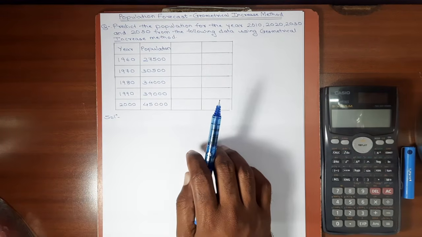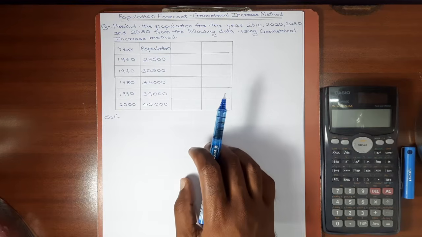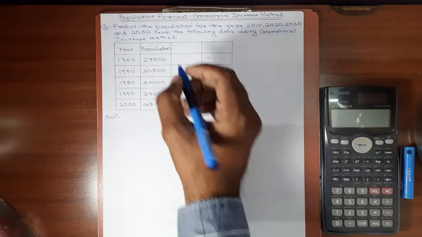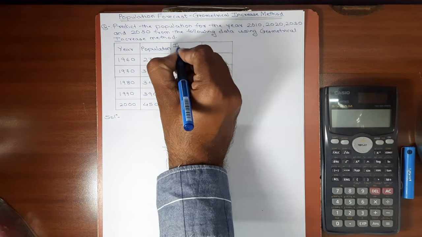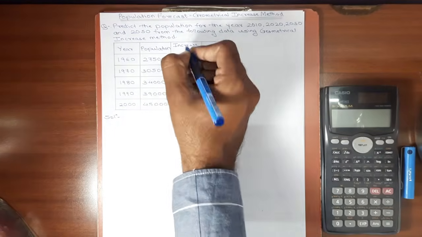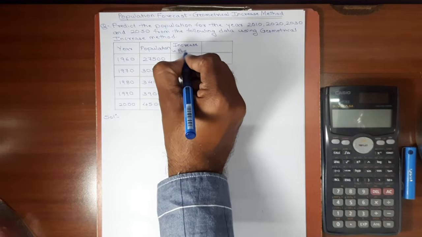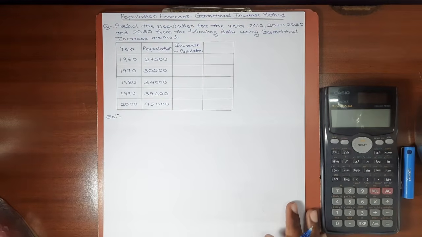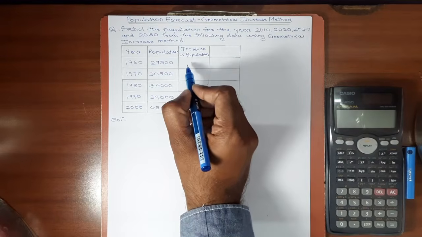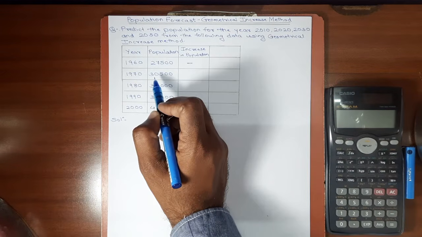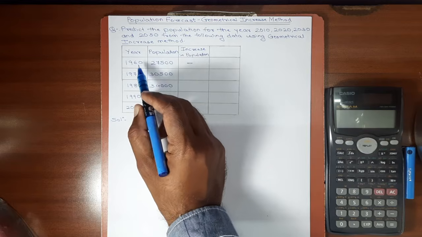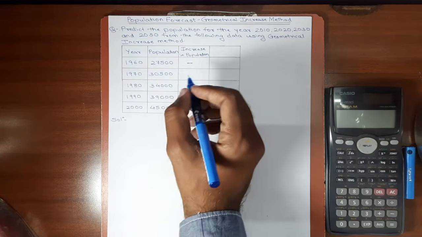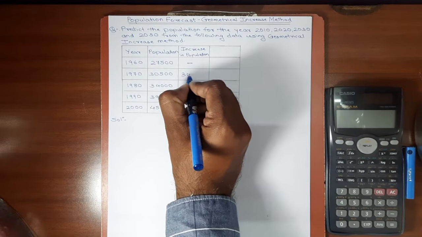The first step will be same as the arithmetical increase method. We have to find the increase in population first. I have already created two columns. First column will be increase in population. Now in this column, the first cell will always be empty. Now in second, we need to find the increase in population from 1960 to 1970, which is 30,500 minus 27,500, which gives 3,000.